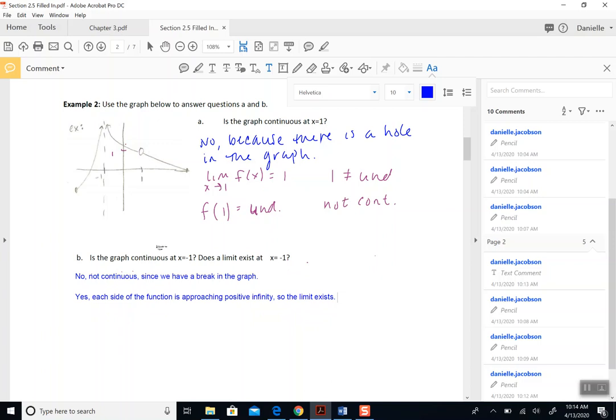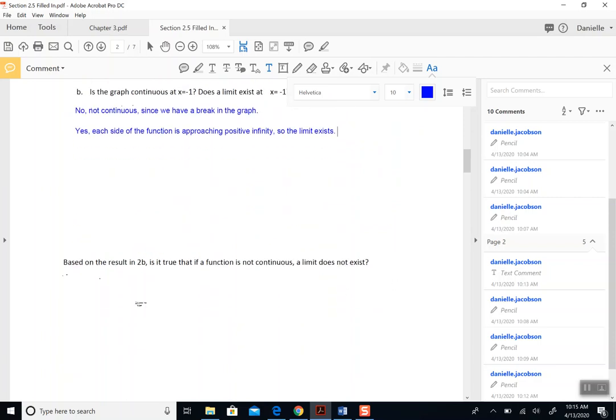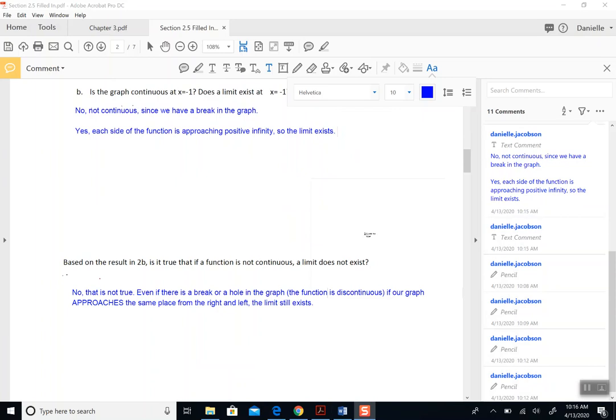Similarly, in 2b, we saw the function is not continuous because there's a break. However, since both the left and the right-hand side of the function approached infinity, where x was -1, the limit does exist. So a really common misconception or mistake that students make is they think, oh, it's not continuous, so the limit doesn't exist. That isn't true. You don't have to have continuity in order to have a limit. Okay, so I typed to conclude this, but essentially, no, that is not true. Even if there's a break or a hole in the graph, meaning the function is discontinuous, if our graph approaches the same place from the right and left, the limit does still exist.